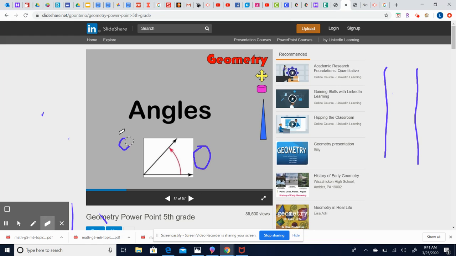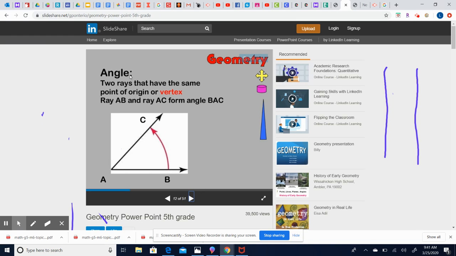So that brings us to angles. And you'll see in this angle that the angle is created by two rays. So you'll see here that here is a ray and here is a ray, and it's two rays that share one point. So let's look at that. An angle is two rays that have the same point of origin. Origin, remember, means where it begins, or vertex. So ray AB and ray AC form angle BAC.